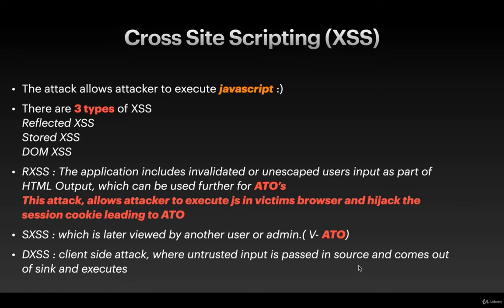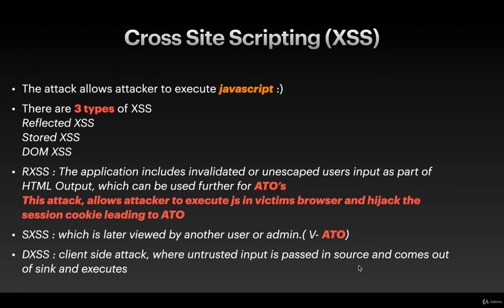So basically there are three types of XSS flaws. First is reflected XSS, second is stored XSS, and the third one is DOM XSS. So let's discuss the first one, that is reflected XSS. The application includes unvalidated or unescaped user input as a part of HTML output, which can be further used for account takeovers.